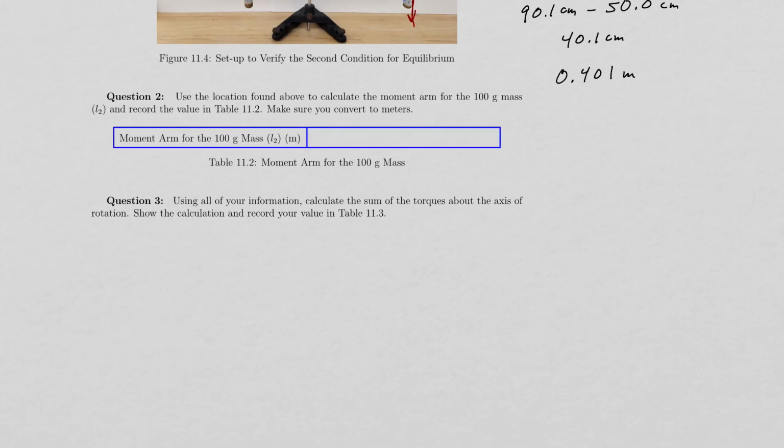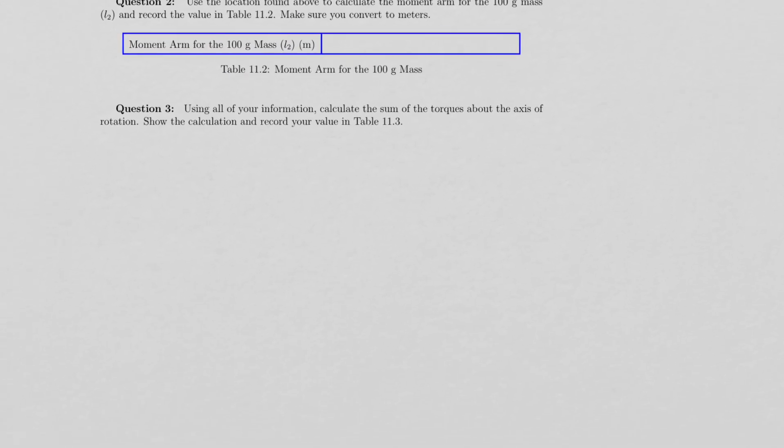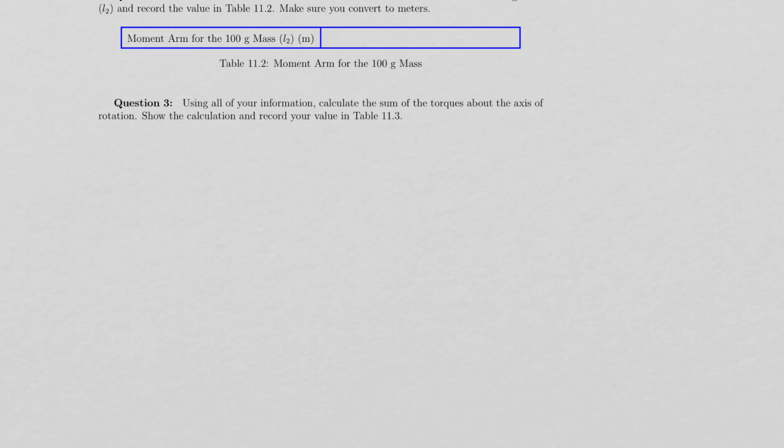All right, question 3. Now here's where you have to verify the second condition for equilibrium. So you're literally going to calculate the sum of the torques and see what you get. And there's basically 4 torques. There's a torque due to weight 1. There's a torque due to weight 2. There's a torque due to the weight of the meter stick.